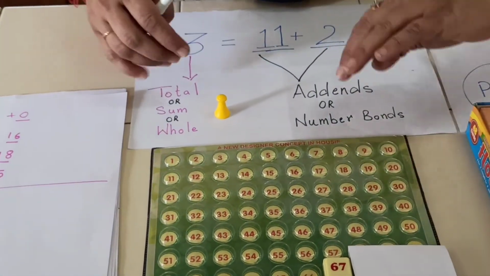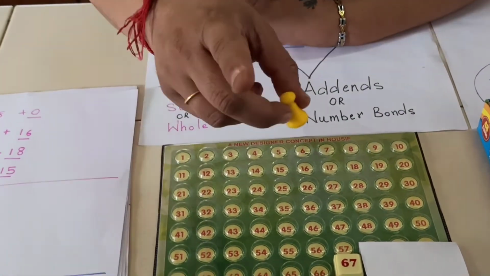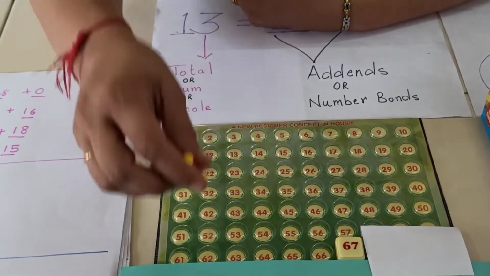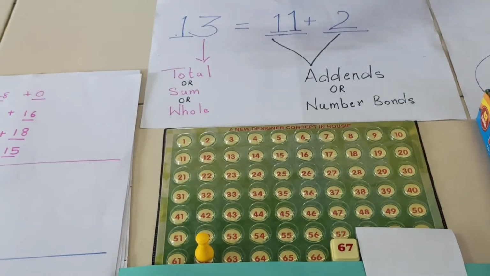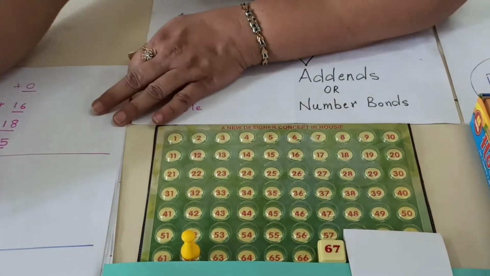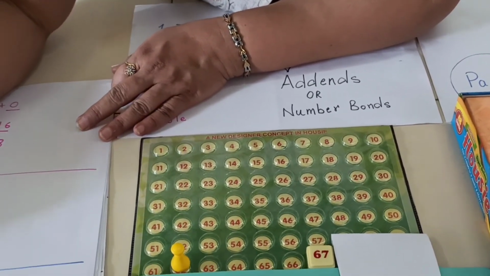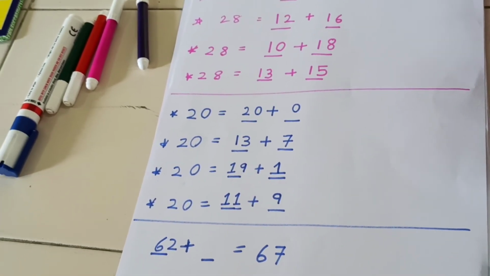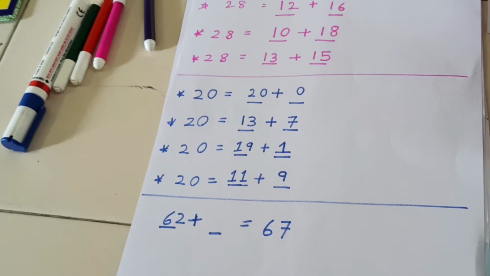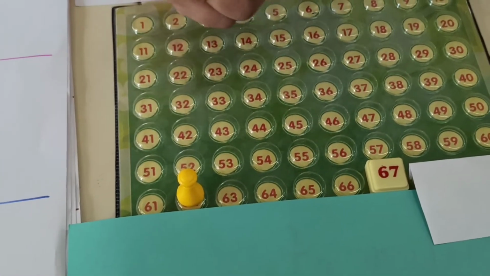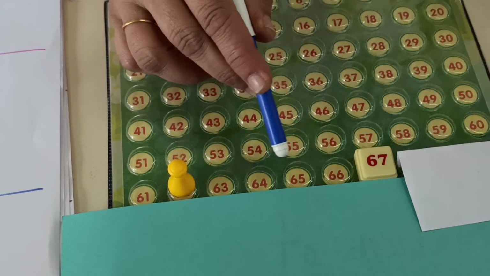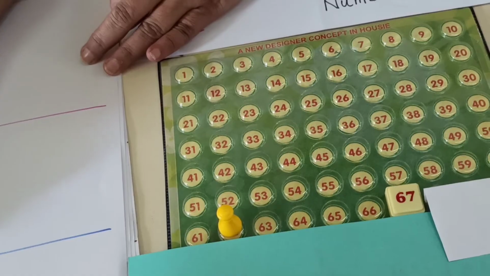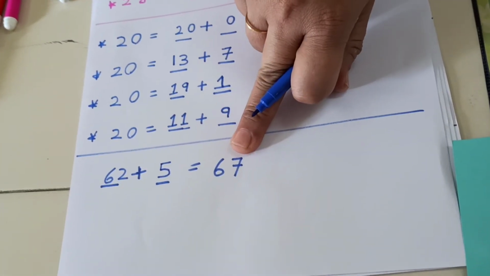So now tell me one combination. I want to keep this number on 62. Can I keep it on 62? Yes, you can. Thank you, because I am more intelligent now, so I want a bigger number. So I got one addend as 62 and I am going to move forward till 67 to know my second addend. 1, 2, 3, 4 and 5. So 62 plus 5 is 67.